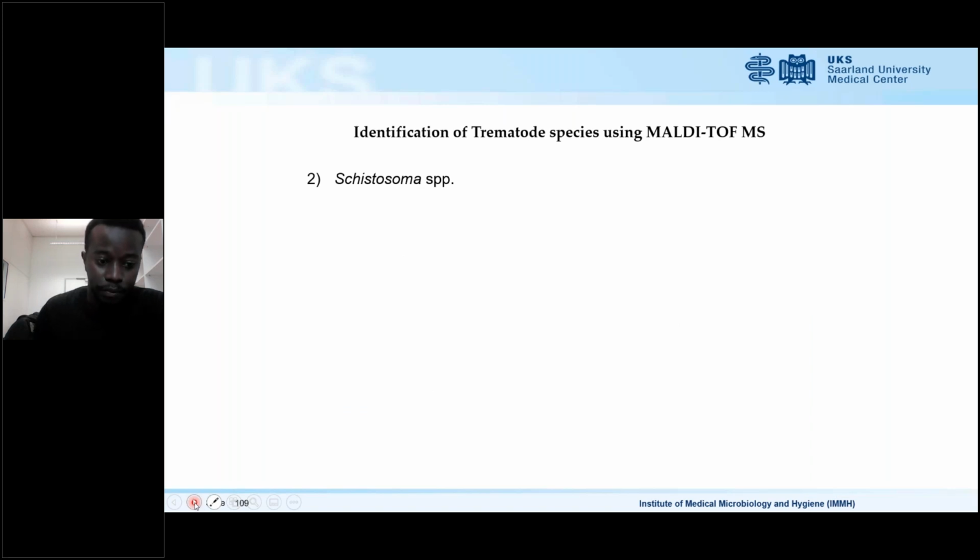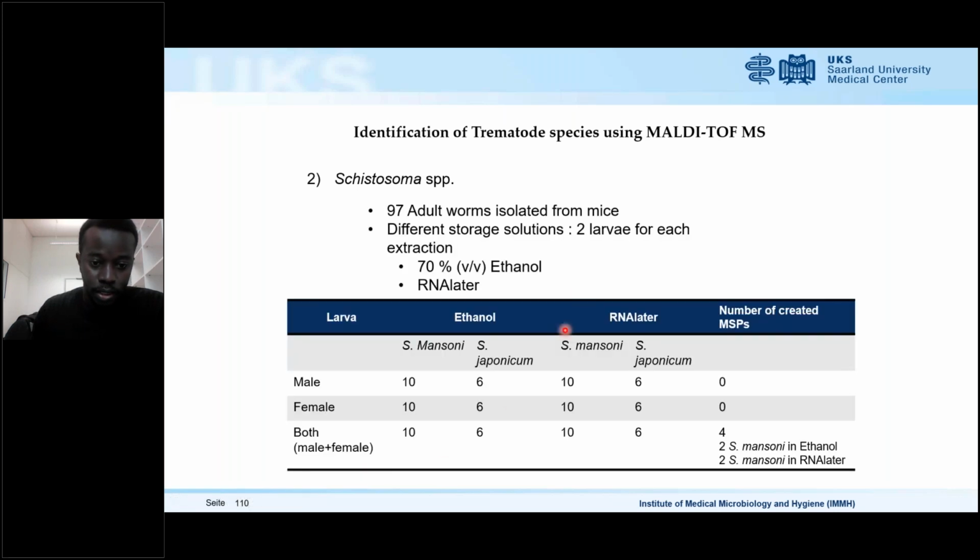Now we can go to a second example, Schistosoma. Here, for the Schistosoma, we also analyzed adult worms, and a total of 98 adult worms were isolated from mice. And we also used different storage solutions, as we know that the preservation solution can affect the spectra profile. You can see probably some differences in the spectra profile. So we used male, female, and also both larvae because of the adult worm. You can see that the male and the female are paired.